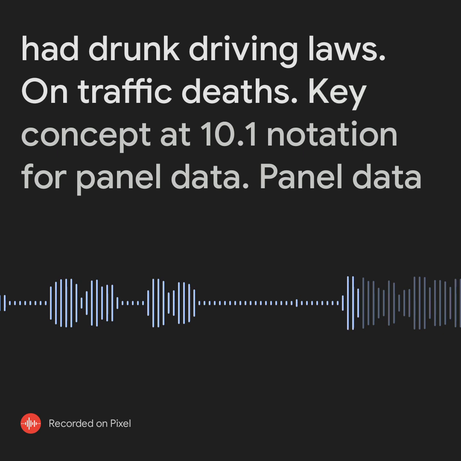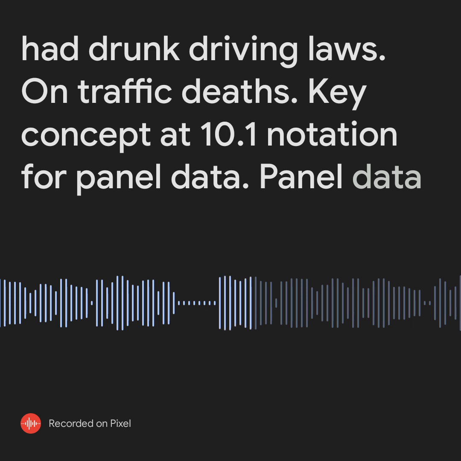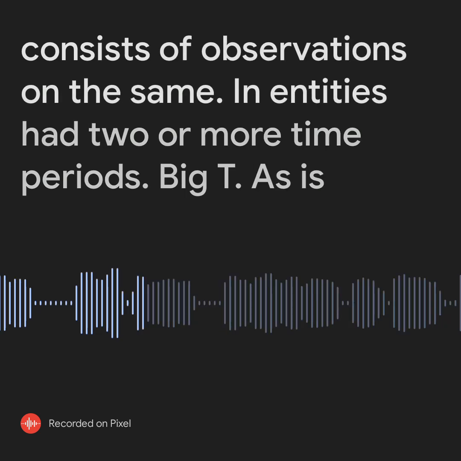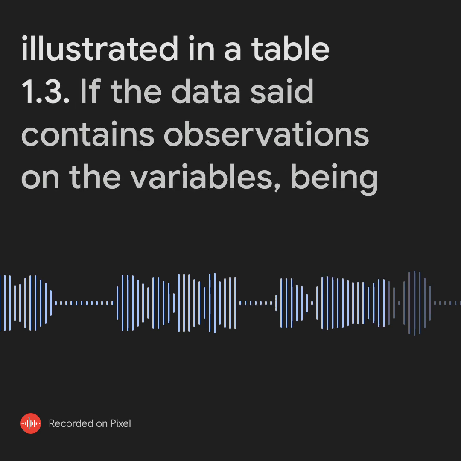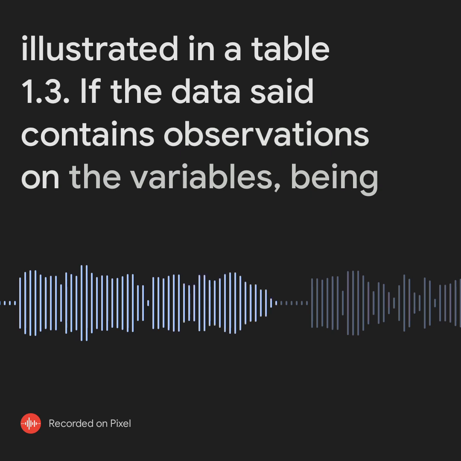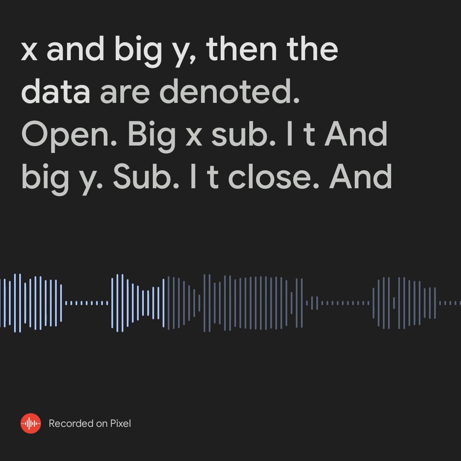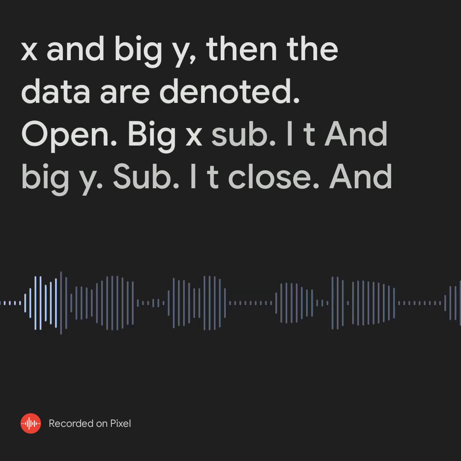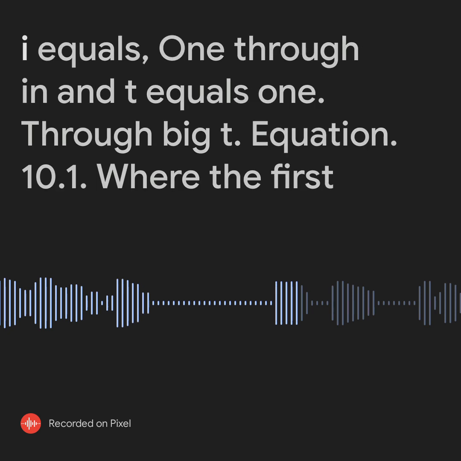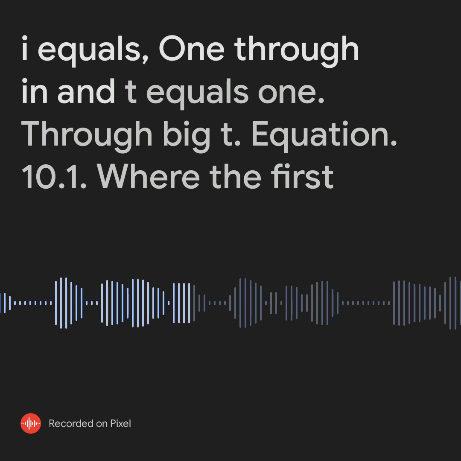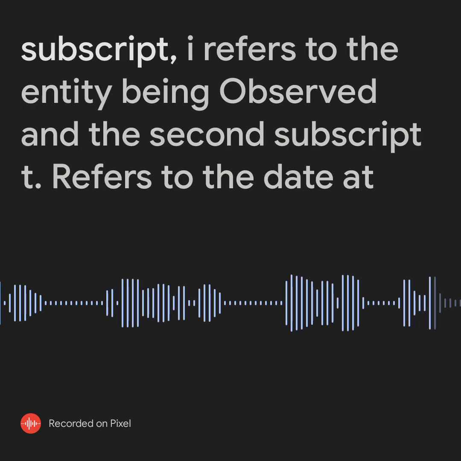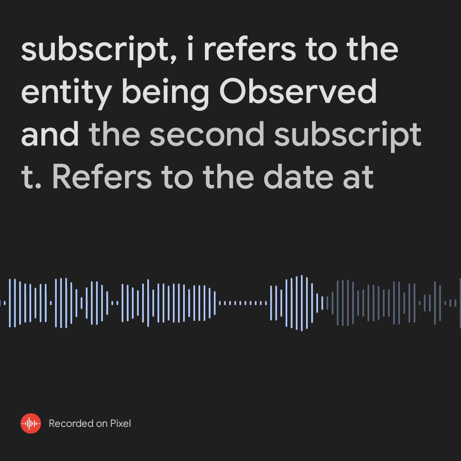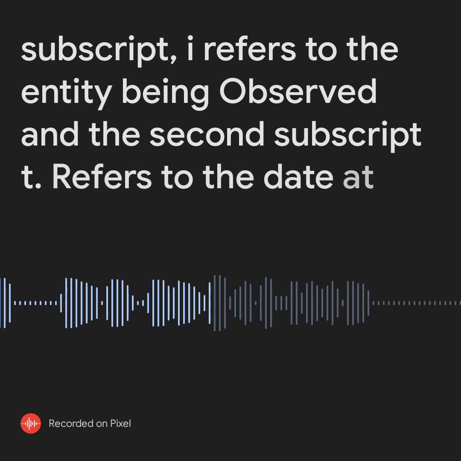Key Concept 10.1: Notation for panel data. Panel data consists of observations on the same N entities at 2 or more time periods, big T, as is illustrated in Table 1.3. If the data set contains observations on the variables X and Y, then the data are denoted (X_it, Y_it), i = 1, ..., N and t = 1, ..., T. Equation 10.1, where the first subscript i refers to the entity being observed and the second subscript t refers to the date at which it is observed.